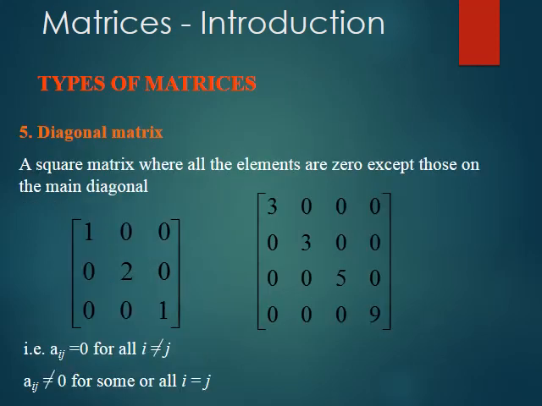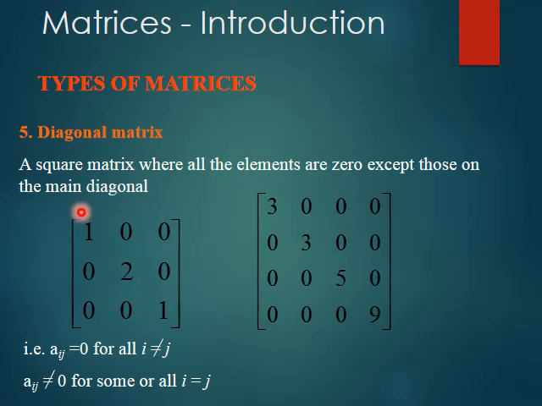Now the diagonal matrix: a square matrix where all the elements are 0 except those of the main diagonal. A matrix in which all the elements except the elements in the main diagonal are 0 is called a diagonal matrix. For example, you can see that the elements in the main diagonal are 1, 2 and 1, and all the elements except the main diagonal are 0.